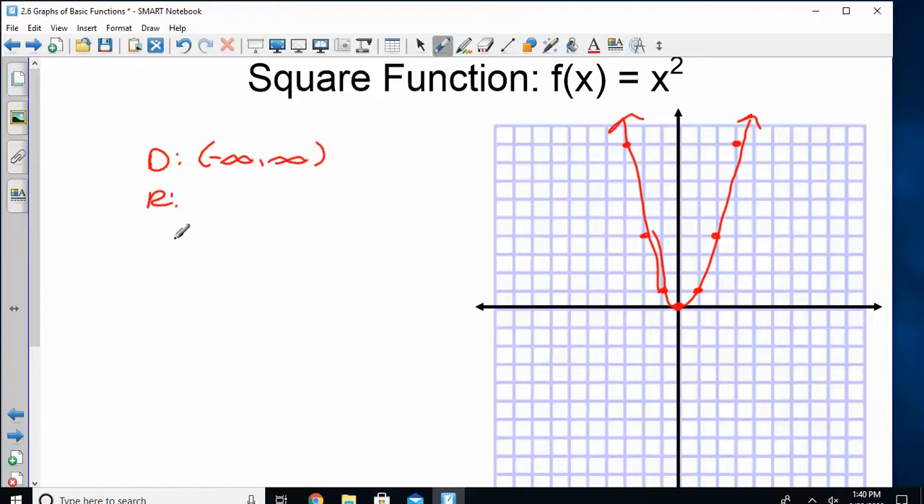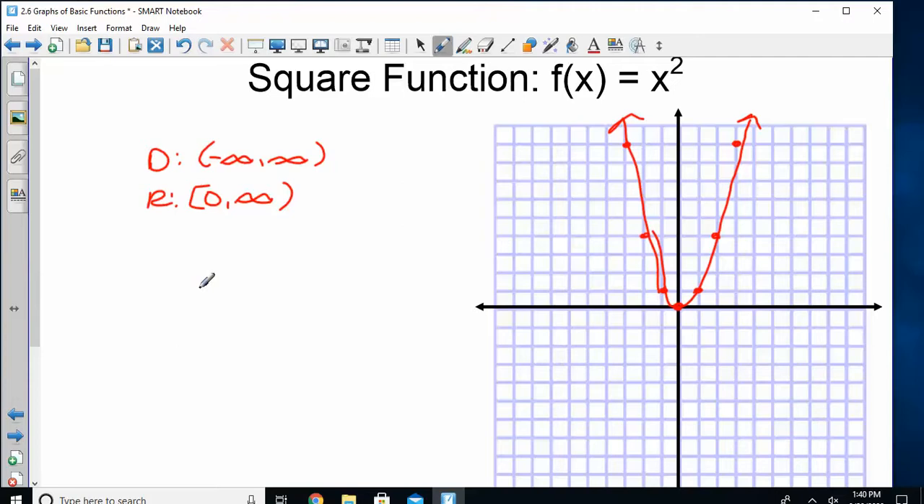Our range is talking about our y's. Think about from the bottom up. So the first y value we hit is 0. We touch it so it gets a bracket, and it keeps going up forever. There's no breaks in this graph. It's always continuous.